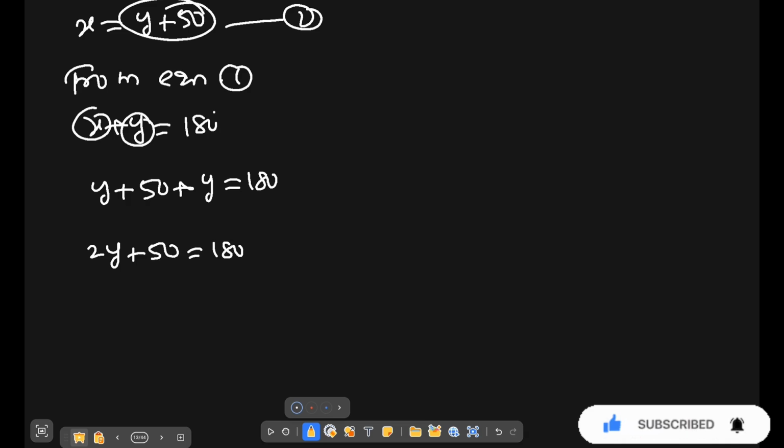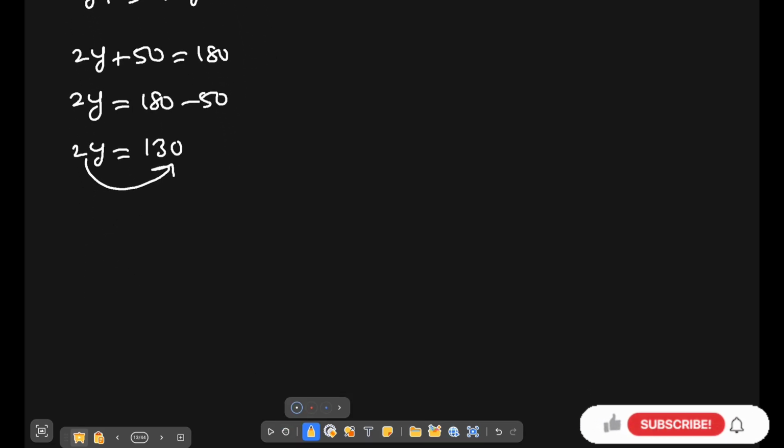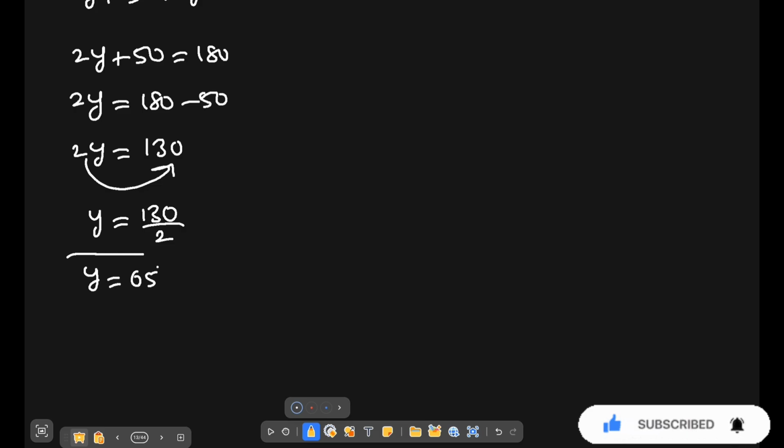Send 50 to the right side. 2y is equal to 180 minus 50. Now 2y is equal to 130. Send 2 to the right side. If you send 2 to the right side, y is equal to 130 by 2, which is equal to 65. So y is 65 degrees.